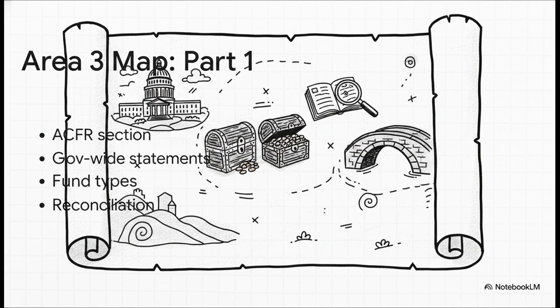Inside that, you're going to find government-wide financial statements which give you a broad economic view of the entity. You've also got 3 distinct categories of funds: governmental funds for day-to-day public services, proprietary funds for business-like activities, and fiduciary funds for holding money on behalf of others.